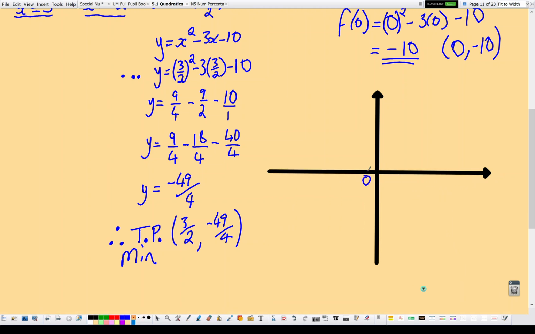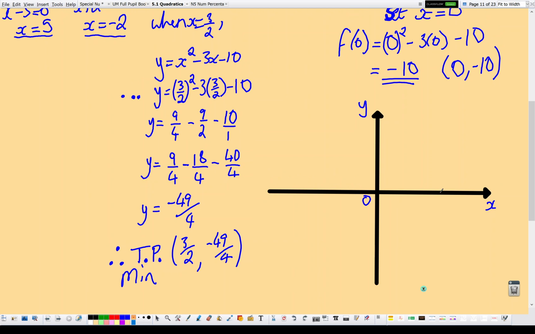Right, so I've got my y-axis, I've got my x-axis. Right, my two roots, what were they? My roots were 5 and minus 2. So approximately, just mark on 5 and minus 2. Okay, it doesn't matter if they're not exactly the right way spaced out, but you just need to make sure that you put the numbers on.